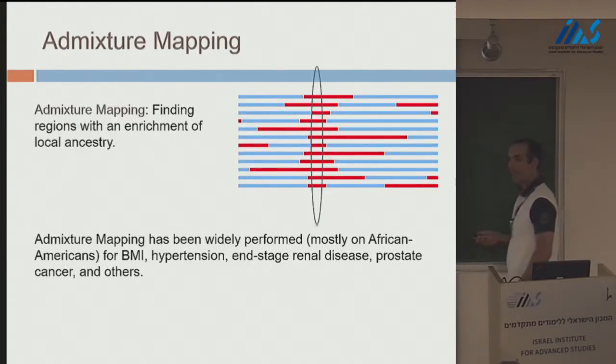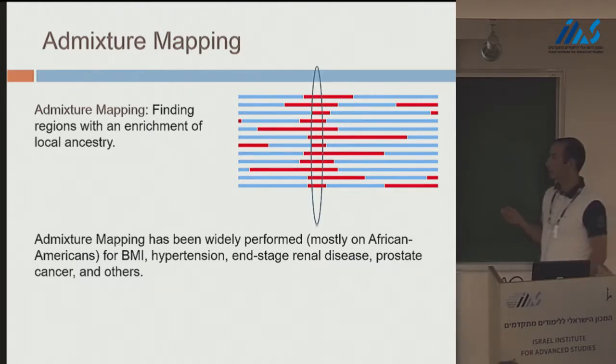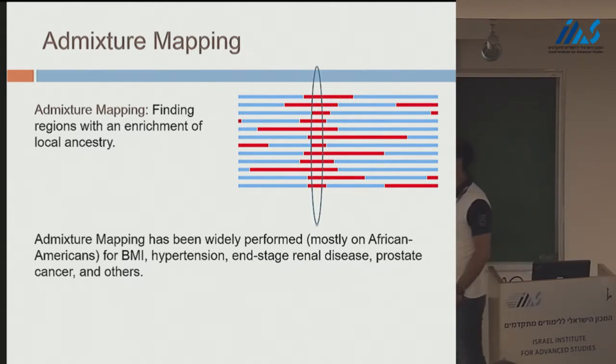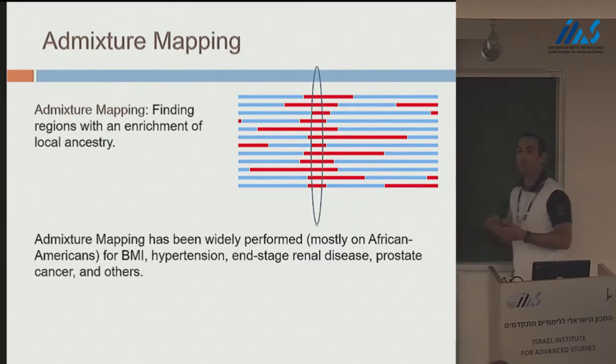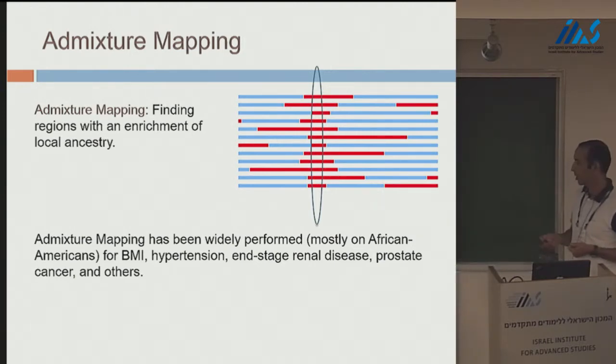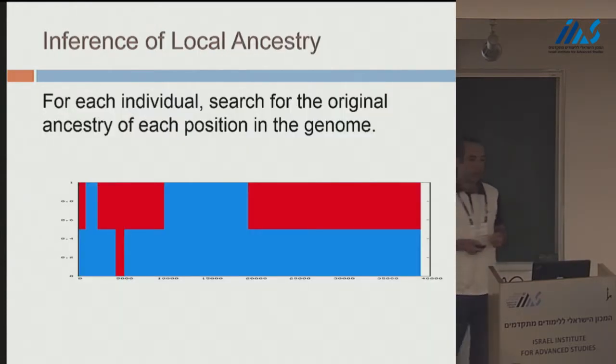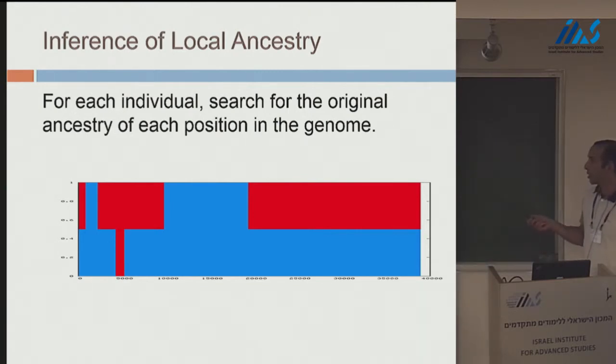And people have been using this fact in order to find associations of regions in the genome to different diseases. This is called admixture mapping, where people look at this kind of information and try to find regions that are, let's say, with more European ancestry when they look at African Americans, for instance. And these are going to be candidates for regions that have a relation to a disease. So this is basically the motivation. And we've been looking at it for a few years. One of the first things that we looked at was these local ancestry. So finding in every position in the genome whether the person is blue or red, whether they're coming from one population or another. And this is a well-studied problem.